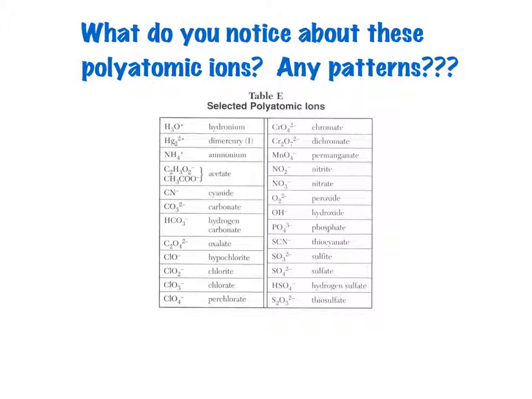Have you noticed that there aren't very many positive ions in this list? We've got a couple here at the top, the hydronium ion, dimercury, the ammonium ion, and all the rest are negative ions. Now, do you notice anything else about all these negative ions? Do you notice anything about their names?